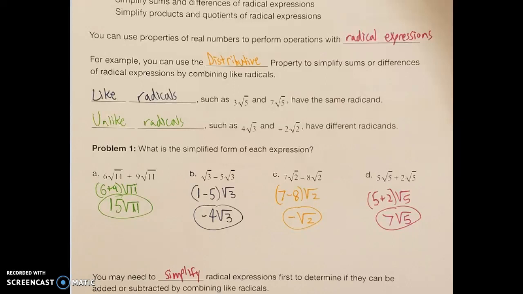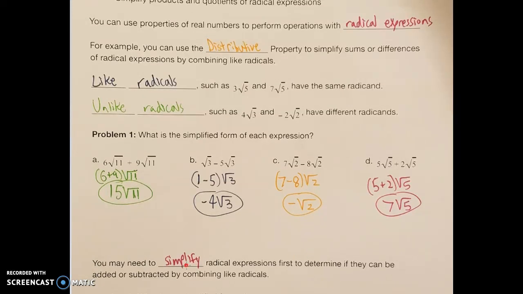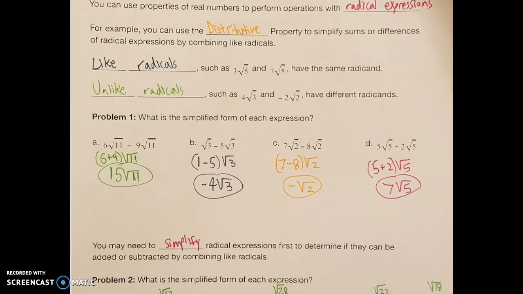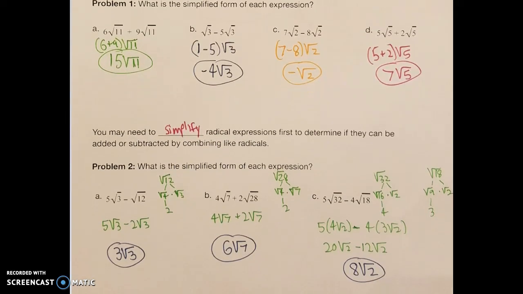We may also, though, need to simplify our radical expressions first to determine if they can be added or subtracted by combining those like radicals like we did before. So we didn't have to simplify any of those last radicals because those were already all in simplified form. But if I look at this next practice set, that first example, 5 rad 3 minus the square root of 12, I can't combine those at first. Those don't look like like radicals.